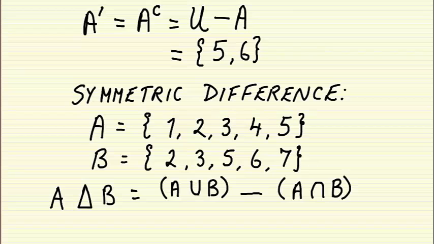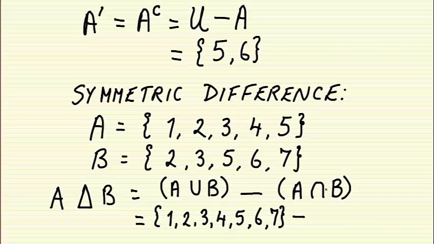So this is one formulation of the symmetric difference operator. First of all, form the union of the two sets, and then from that resultant set, remove any elements that are in the intersection of the two sets. So in this case, A union B would be the set 1, 2, 3, 4, 5. 2, 3, and 5 are already listed, and then we have 6 and 7 also.